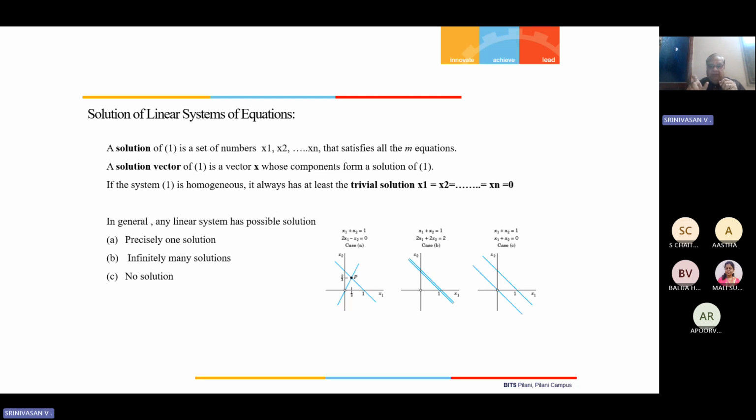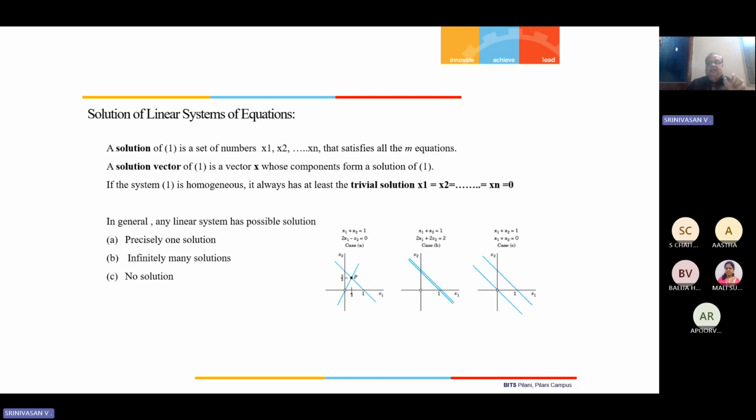Well, the ranks are equal, but if it is equal to n, suppose you talk about a system of m equations in n unknowns in general, then rank of A equals rank of AB equals n, the number of unknowns. Here, the system is consistent, and therefore there is a solution which is unique. If the ranks are equal, consistent, and further equal to the number of unknowns, the system is consistent with a unique solution.